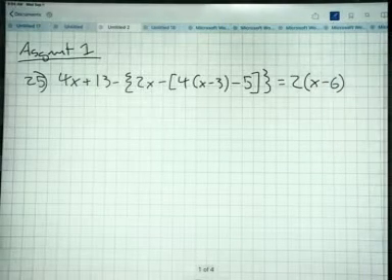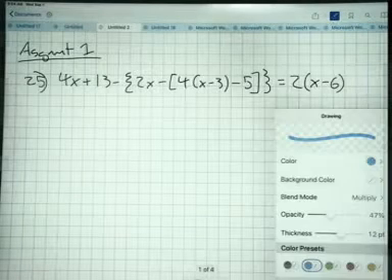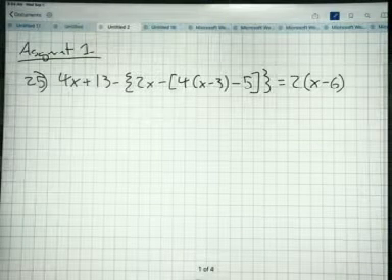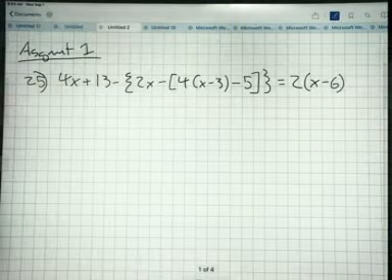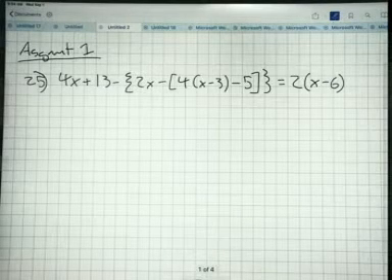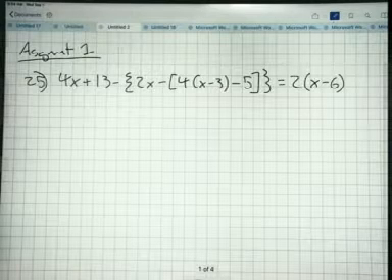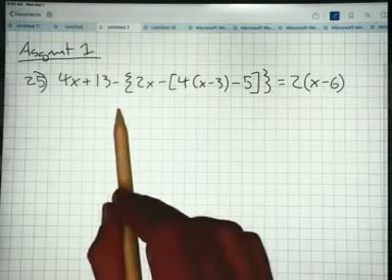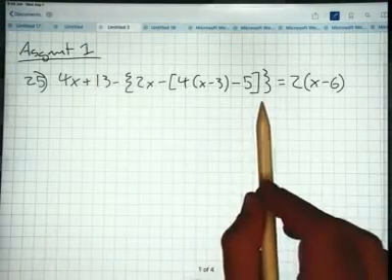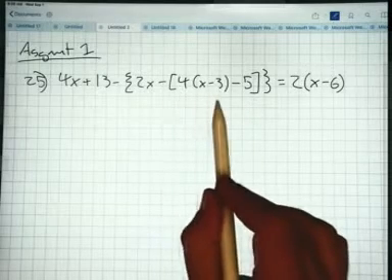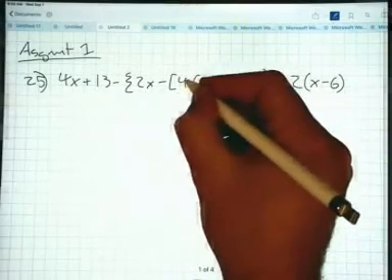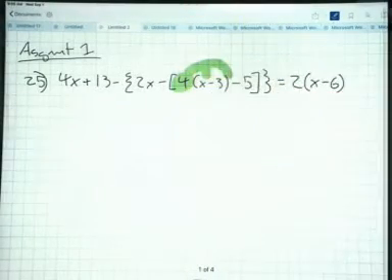All right, so when we're looking at this particular problem, we want to start clearing out all of those parentheses, brackets, and braces, and we want to work from the inside out. Looking at the inside of the braces, I have some brackets, and then I have a set of parentheses. So the first thing I want to do is clear out these parentheses, and the way I'm going to do that is distribute that 4.